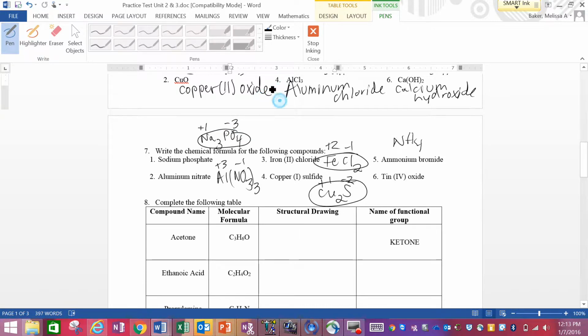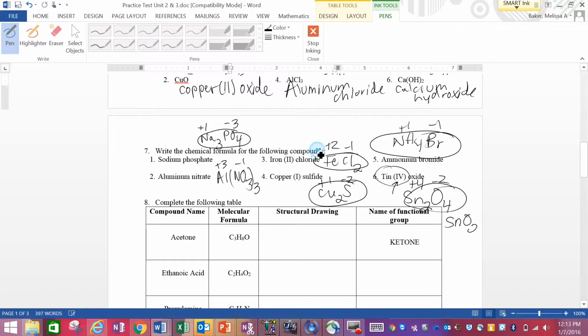Ammonium is NH4 with a +1. Bromine is -1. So that one you can just slap them together. NH4Br. Tin's got a +4. Oxygen's a -2. You might be saying, wait a second, tin's not a transition metal. Well, it is one of those weird ones that can have multiple charges, so it's kind of an exception. Not kind of, it is. Sn2O4. Is that the best you can do? You can simplify that. So it should be SnO2.